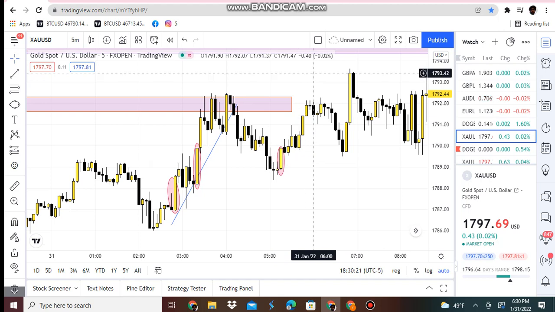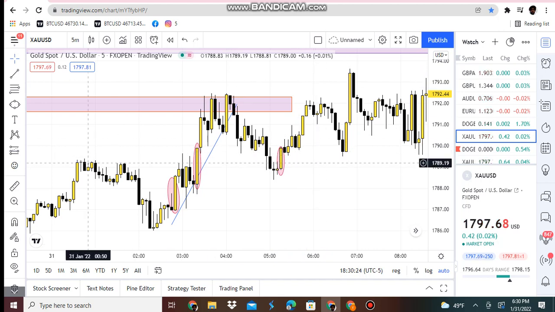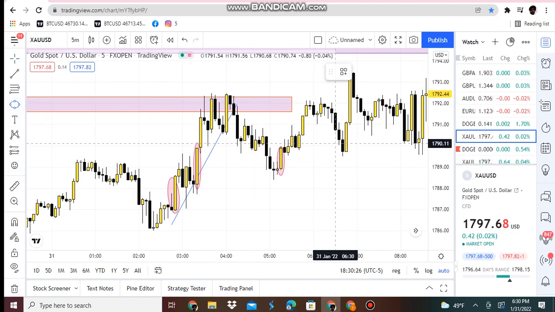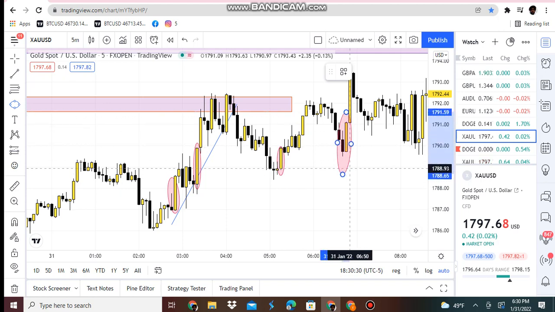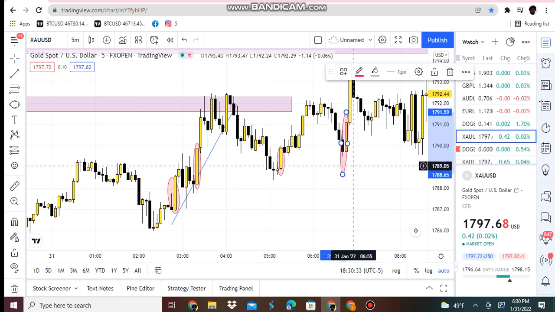Same thing over here again. It will make a higher low. Boom, give us a candlestick pattern. Boom, you see yellow candlestick engulfing black candlestick. It will give us a candlestick pattern right here. Boom, letting us know that price is heading back up.